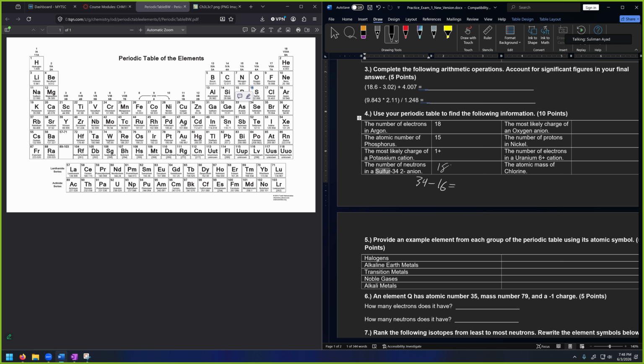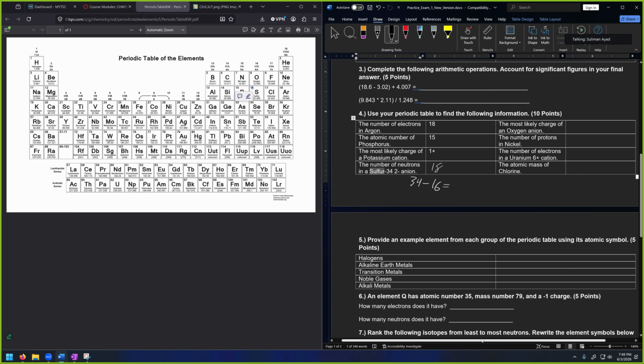You might be asking, but Dr. Ayad, what about that 2 minus anion thing there? I just felt like trying to trick some students. Of course, that's not going to happen to any of you, my best students who are attending the review session.